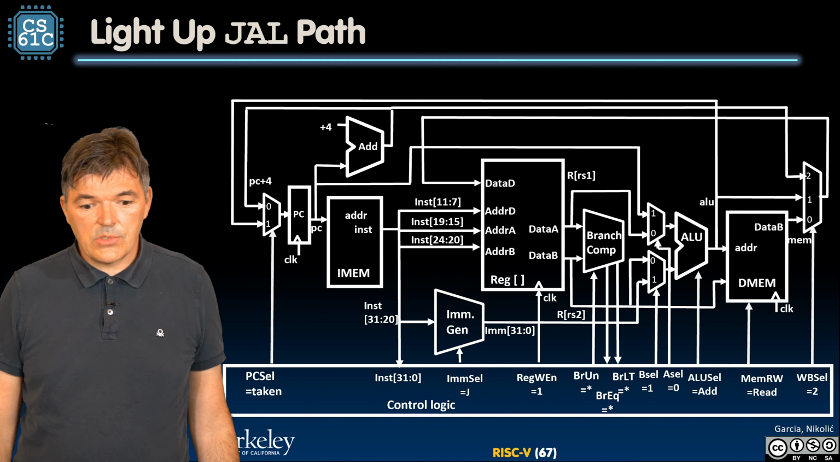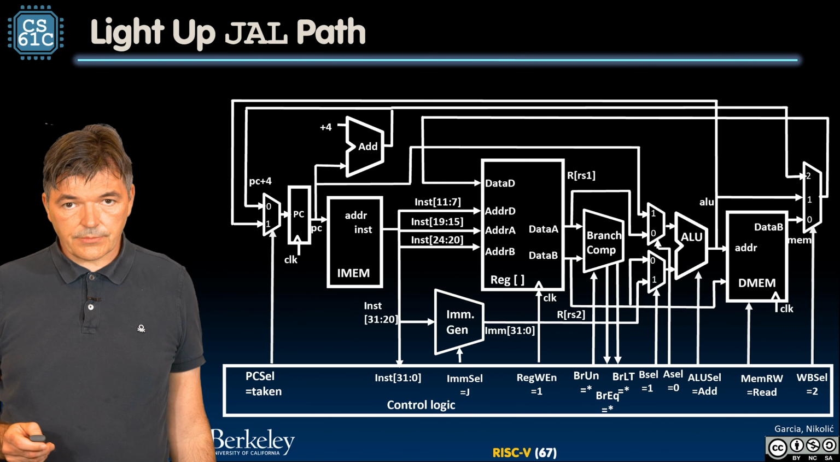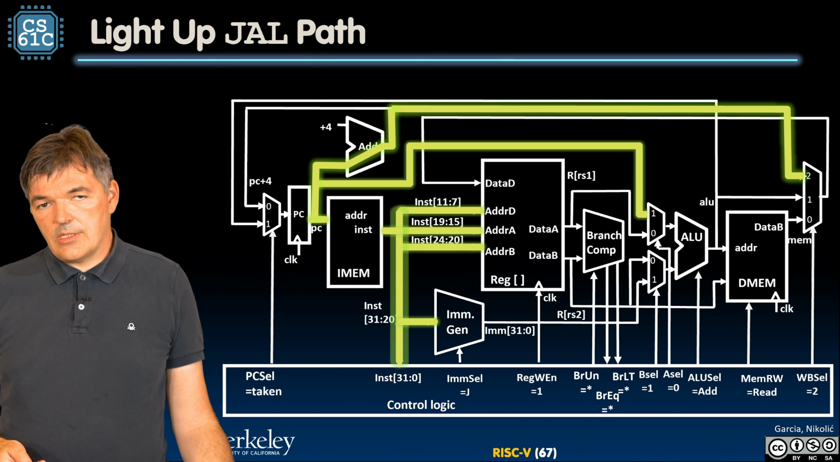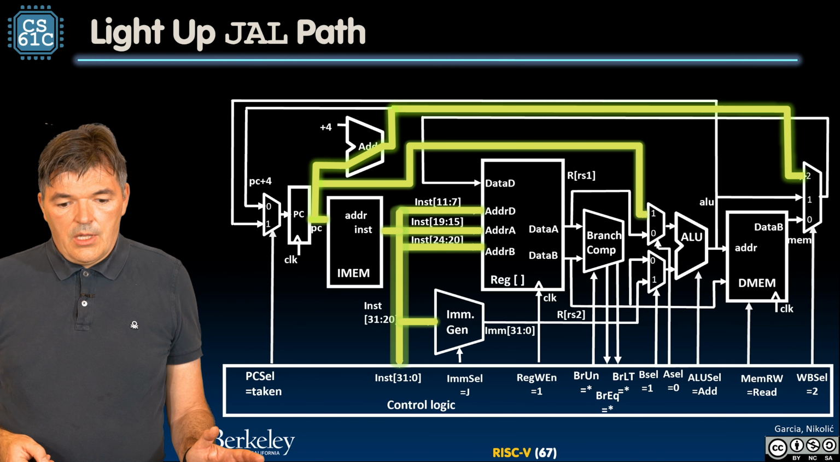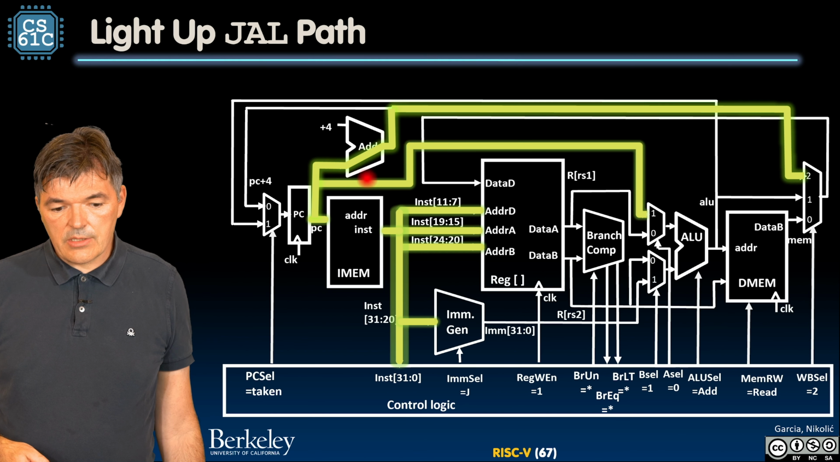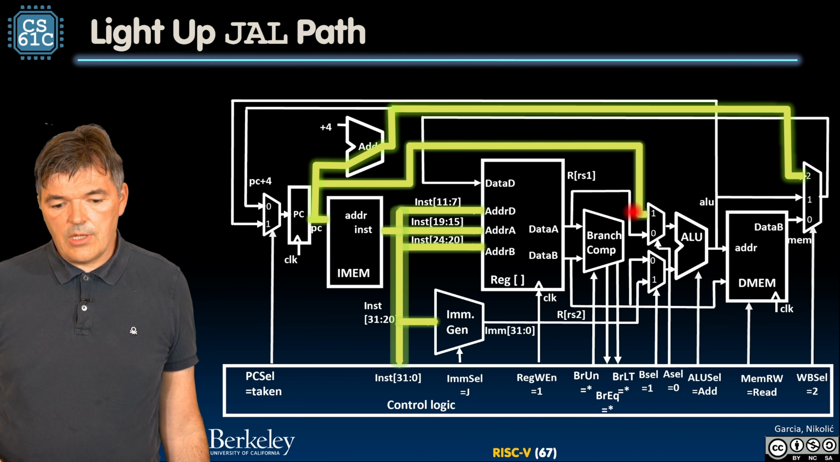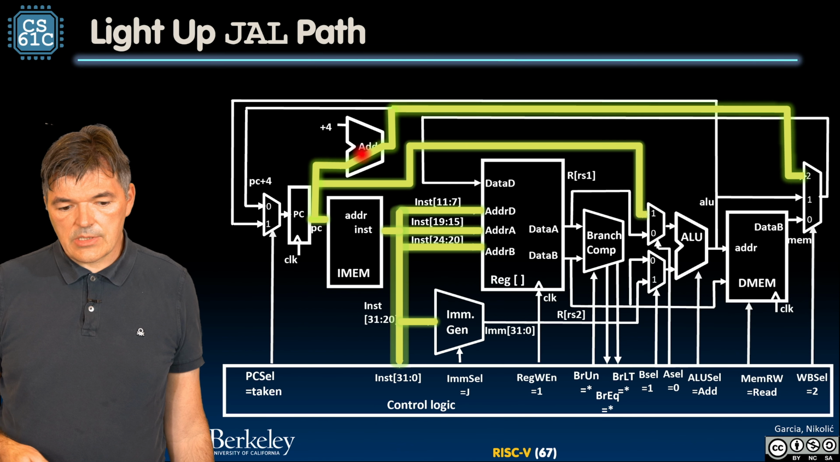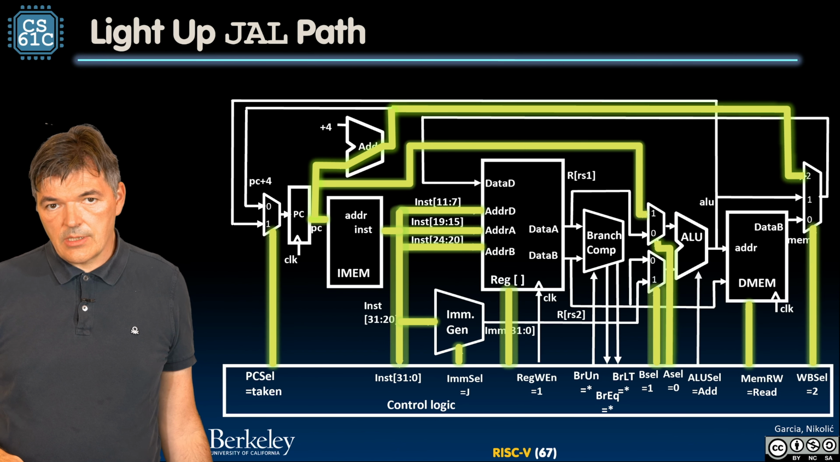Let's light up the JAL data path. We start with the instruction fetch and we proceed to the decode. So a few things that I would like to highlight here. We are sending the PC to the A select multiplexer, and we are sending the PC plus 4 to the write back select. When we decode the instruction, we set the control bits appropriately.